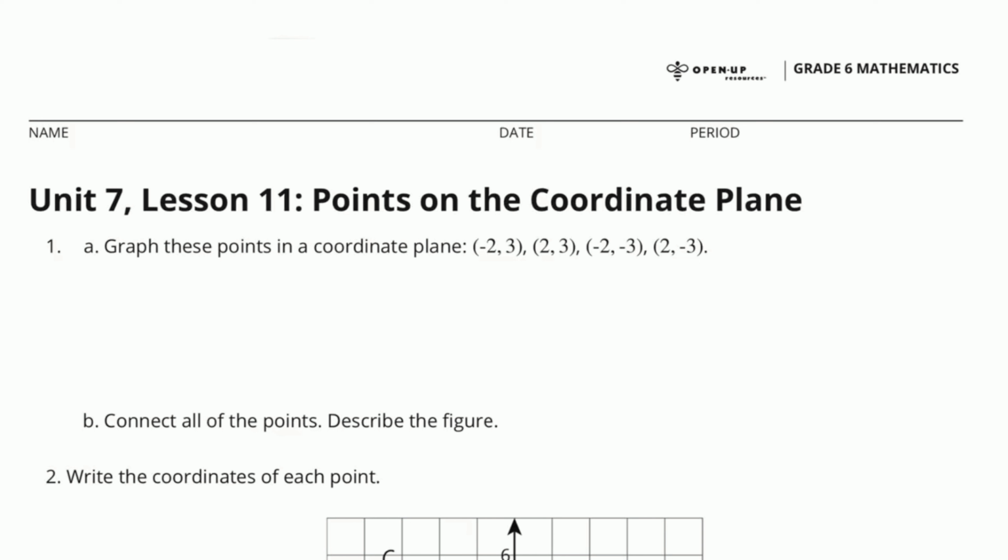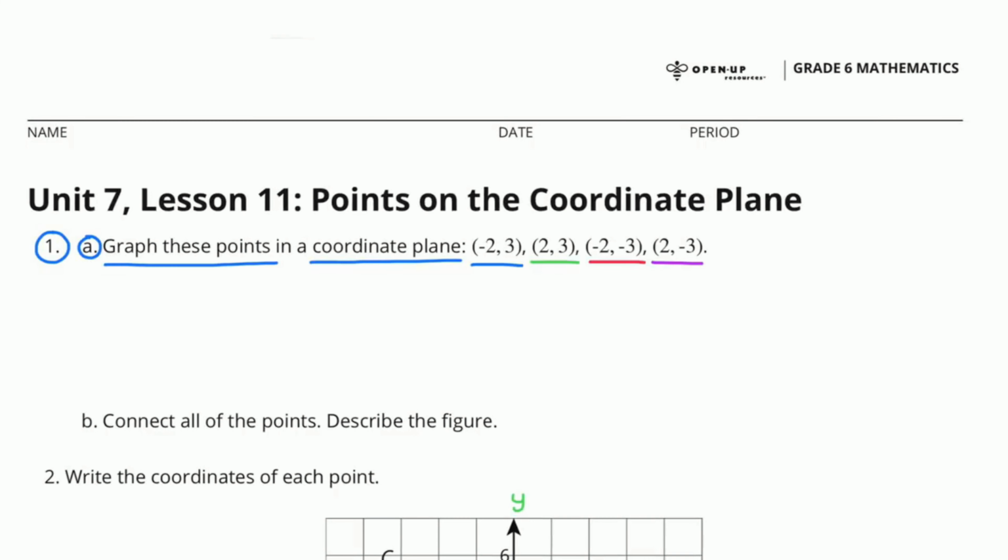Unit 7, Lesson 11, Points on the Coordinate Plane. Number 1. A. Graph these points on a coordinate plane. -2 and 3, 2 and 3, -2 and -3, and 2 and -3. I color-coded each set of these points so that you can see where they end up on the coordinate plane.